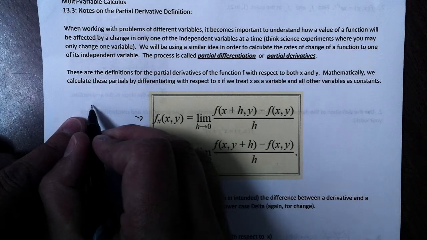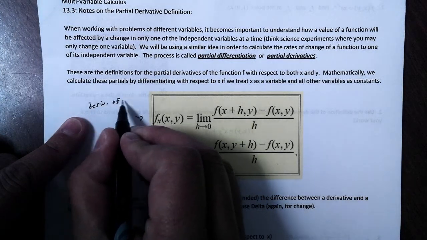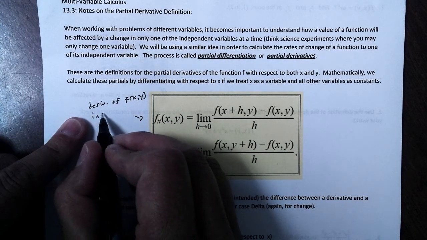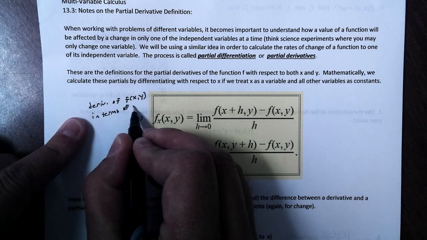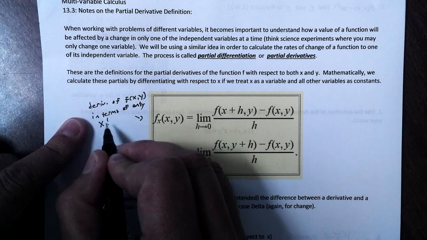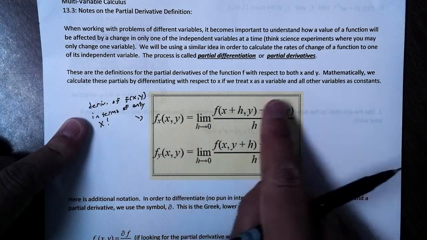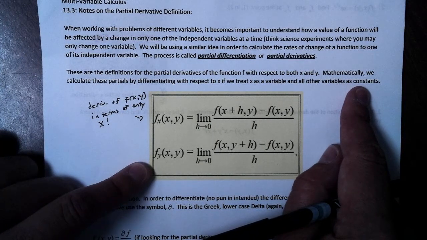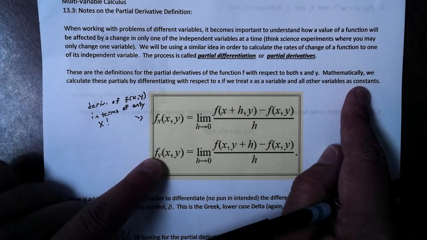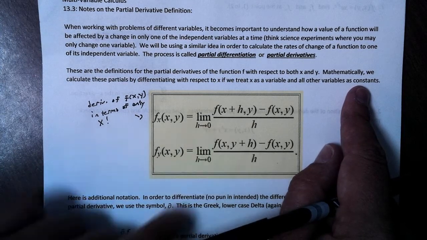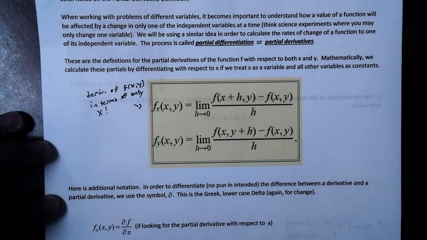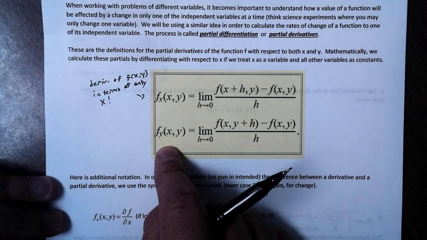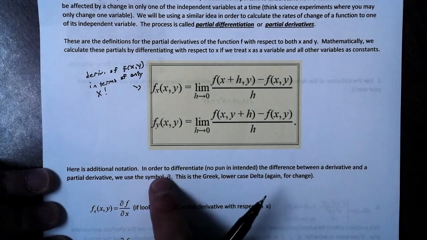For the first one, we consider the derivative of the function f of x, y in terms of only x. In other words, we treat y like it's a constant. So anything else that's not an x gets treated like a constant. And of course, the second will be the derivative of our function in terms of only y, where we treat all other variables like x as a constant. So again, this is the notation that we tend to use: f sub x, f sub y.